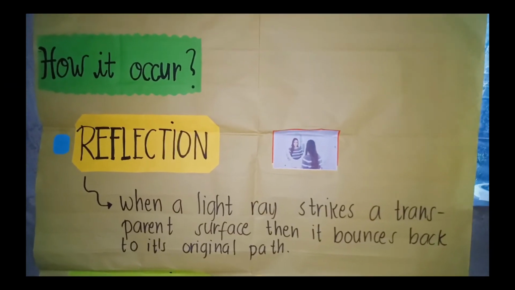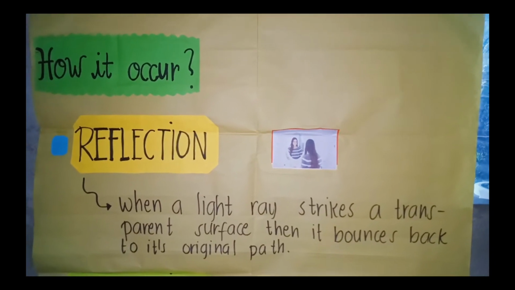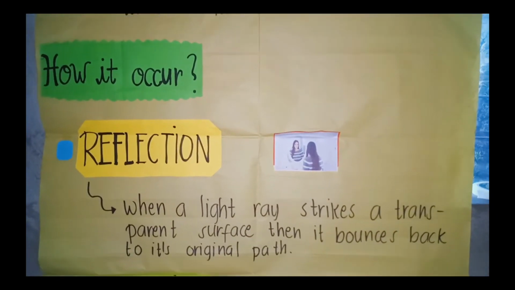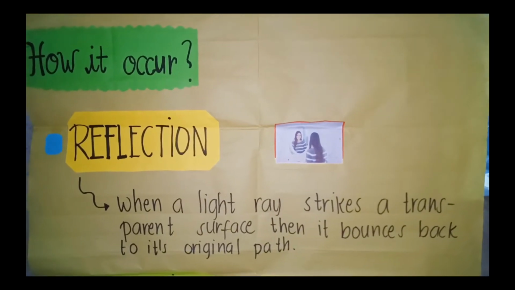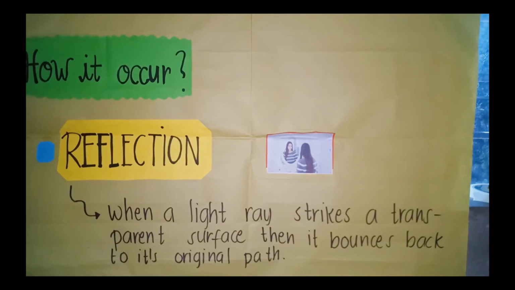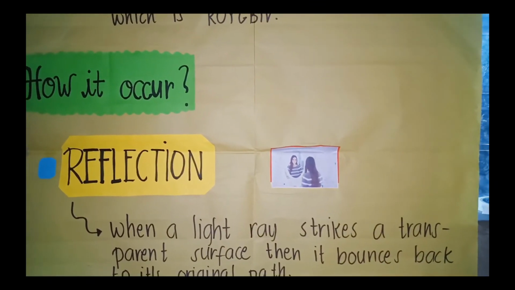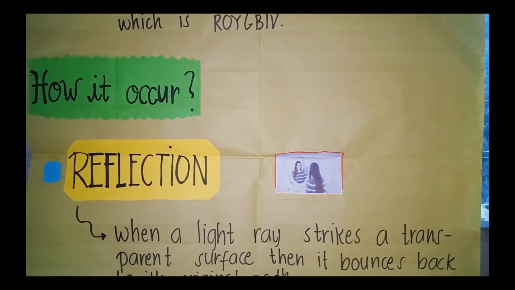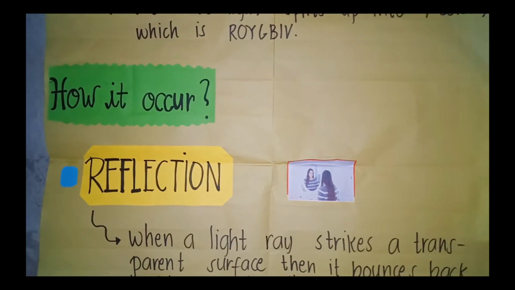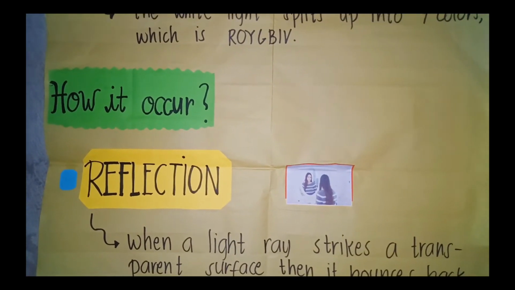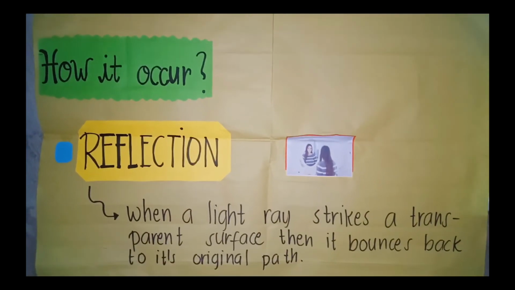So let's move on to how these three properties of light occur. Number 1, reflection. It occurs when a light ray strikes a surface, then bounces back to its original path. When we say reflection, it occurs when light is incident on a smooth, flat surface and reflects away from the surface at the same angle it arrived. When light falls on an object, it bounces back, and this light enters our eyes so that we can see that object.